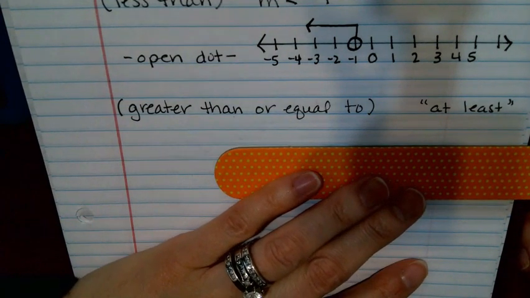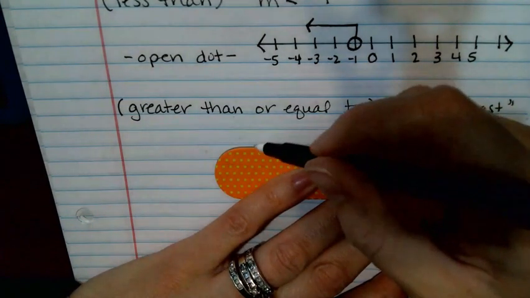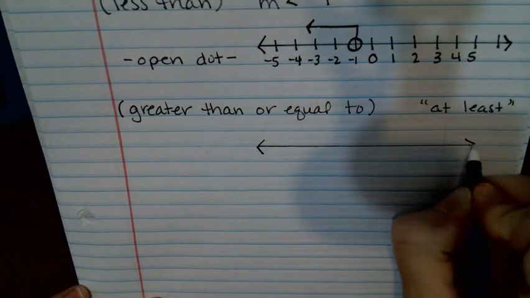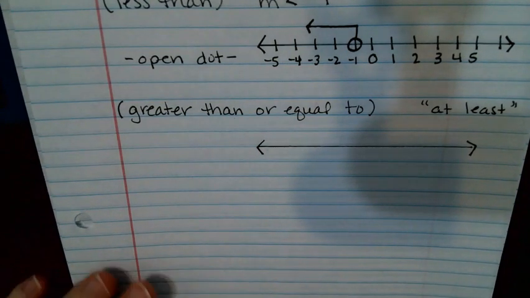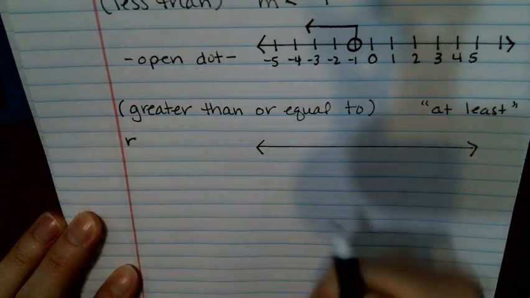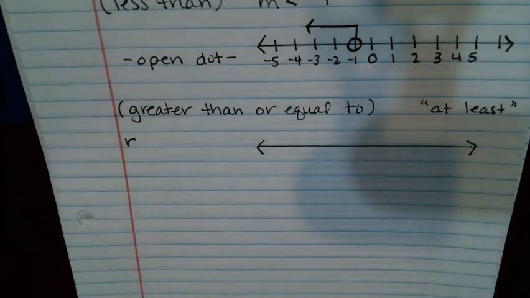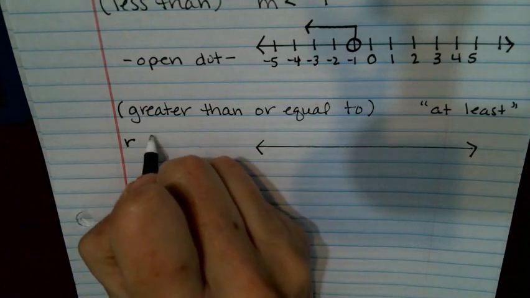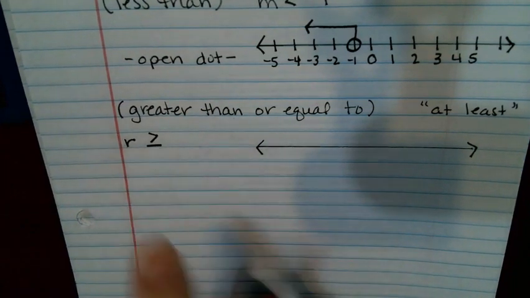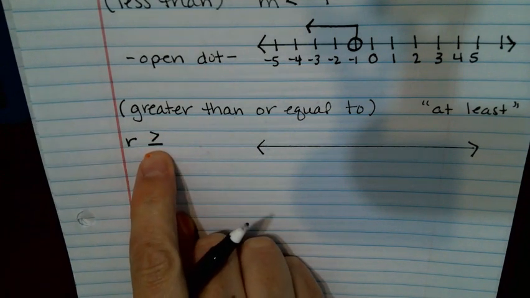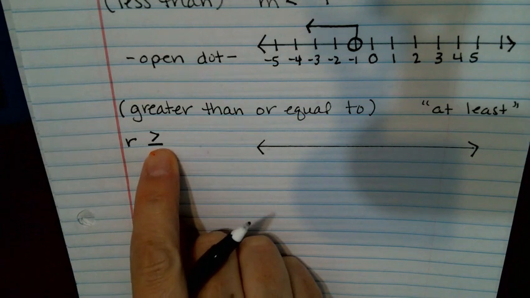So what I'm going to do is I'm going to draw another number line. Okay. Now, in this case, we're going to say that R is greater than or equal to. So I need a greater than symbol and an equal symbol. Okay? And what we're going to do is we're going to smash them together. And so the R is greater than or equal to. Look at that. Here's the greater than symbol, and there's half of an equal sign, right? Because it's greater than or equal to.